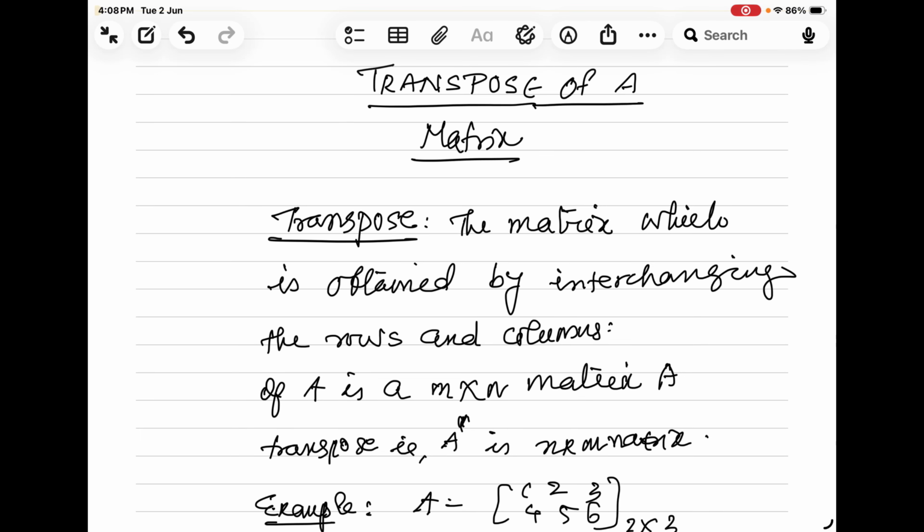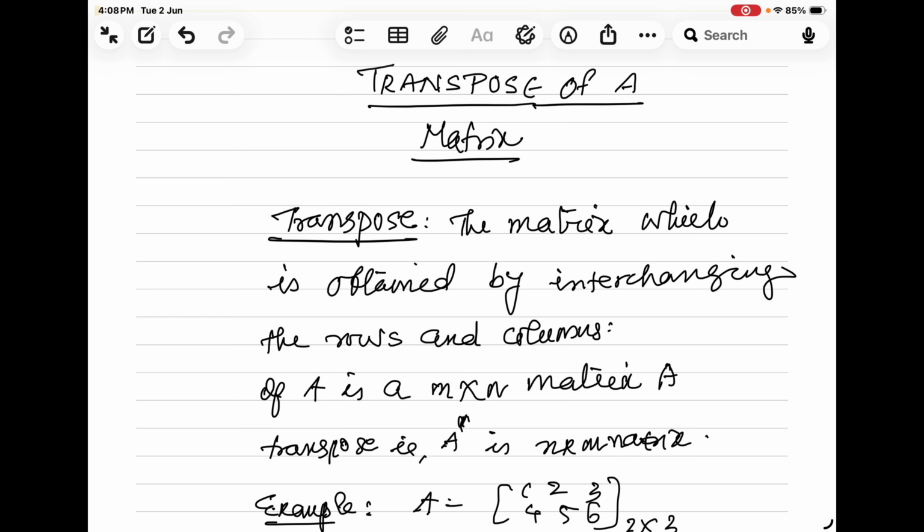Students, now I am giving the notes of transpose of a matrix. In this topic, we want to study some results and theorems. I am giving this in the first video, and in the next we can do some questions. So what is meant by transpose of a matrix?